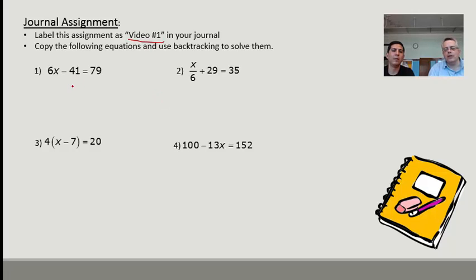So, copy the equation, show your backtracking work. And it's kind of like one of each kind. We went over examples of those, and this one is the dangerous one, right? So, be careful with that.